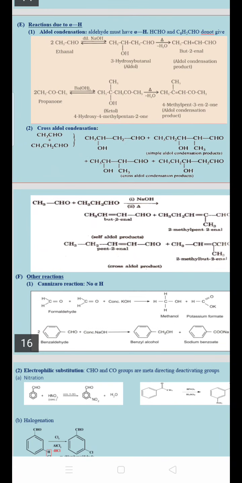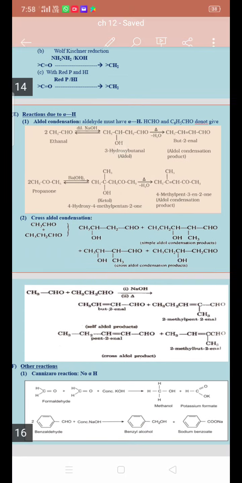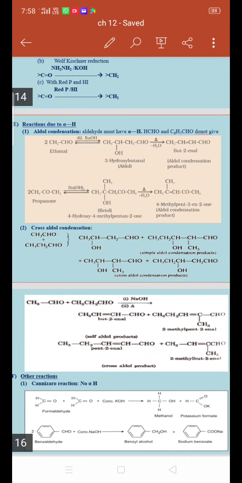What happens to the ketone group? The ketone group will give ketols. Ketol is a mixture of ketone group and alcohol group. KET means ketone group, OL means alcohol group. Now, this also upon heating liberates water, resulting in the aldol condensation product. So we know about aldol condensation as well as ketol condensation. Aldol condensation from aldehyde as well as from ketone was clear.